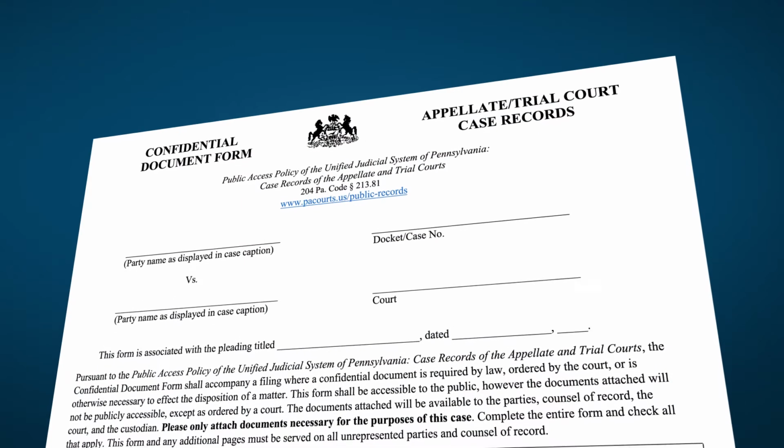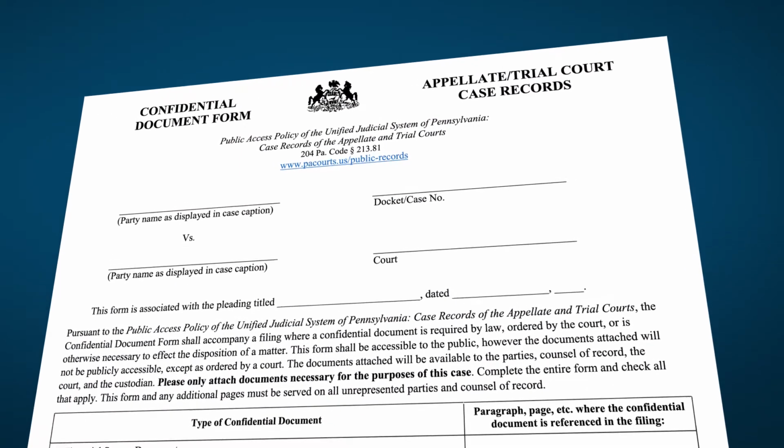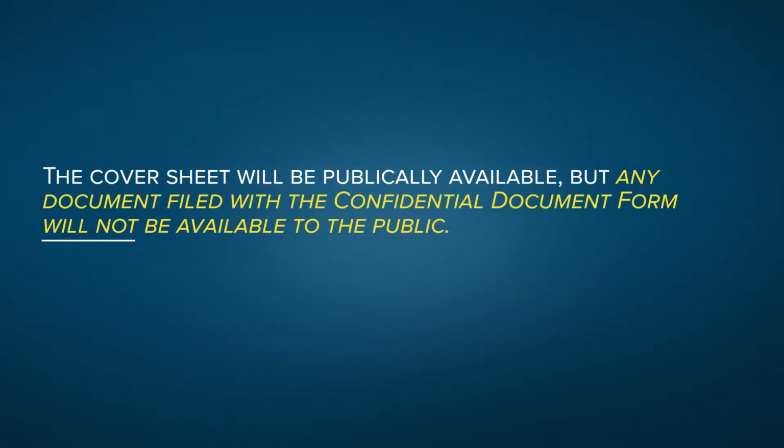1. Fill out a special cover sheet called the Confidential Document Form. And 2. Submit this cover sheet along with any confidential documents to the court and send a copy to all unrepresented parties and attorneys of record on the case. The cover sheet will be publicly available, but any document filed with the Confidential Document Form will not be available to the public. You do not have to follow these procedures if your case is already sealed or otherwise exempt from public view, such as juvenile or adoption cases.